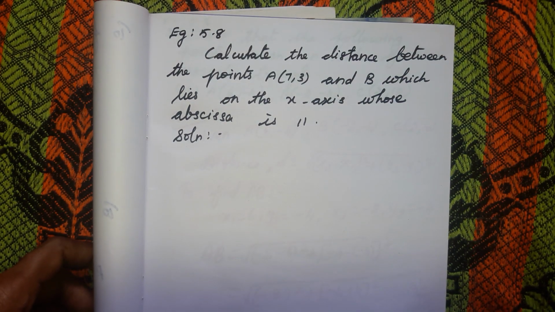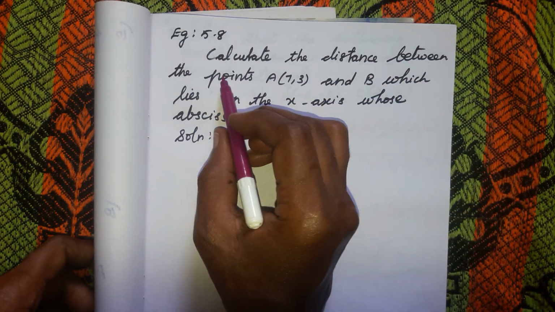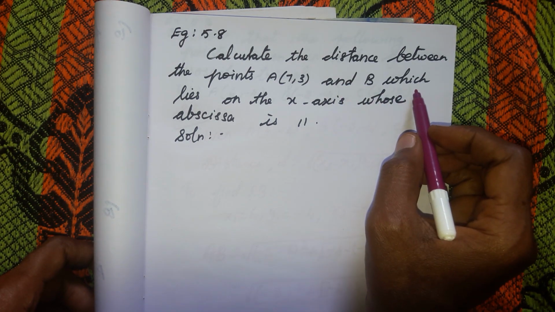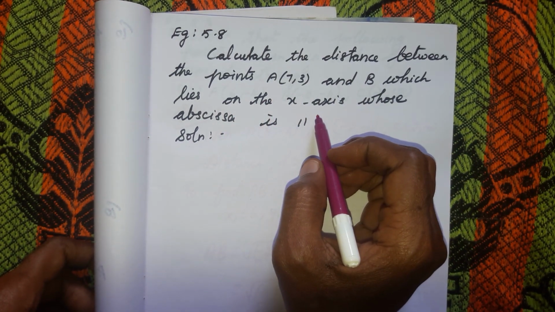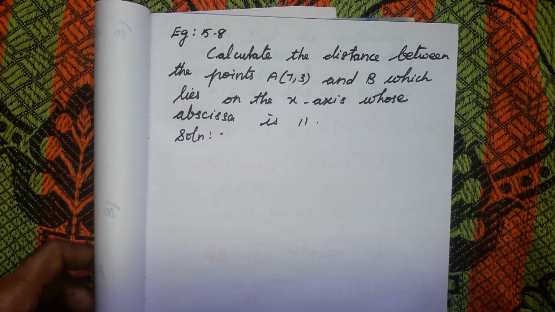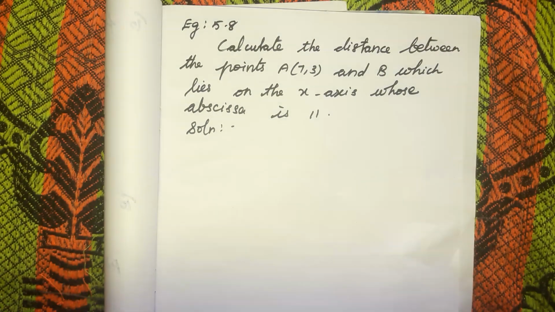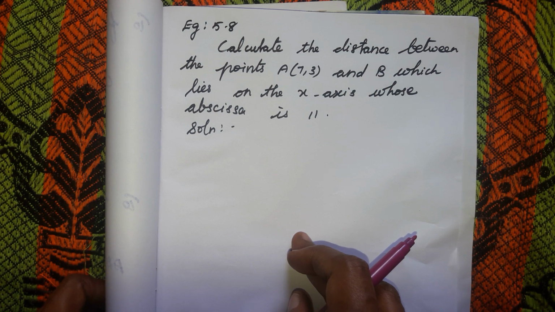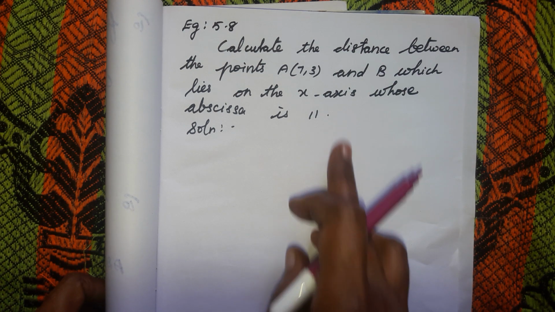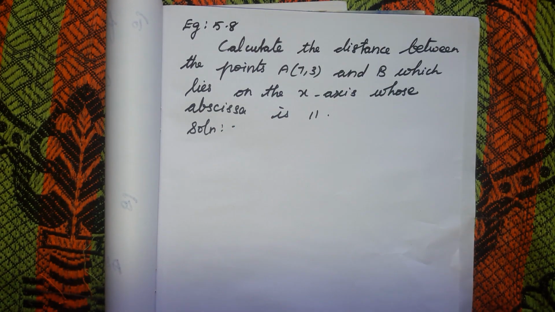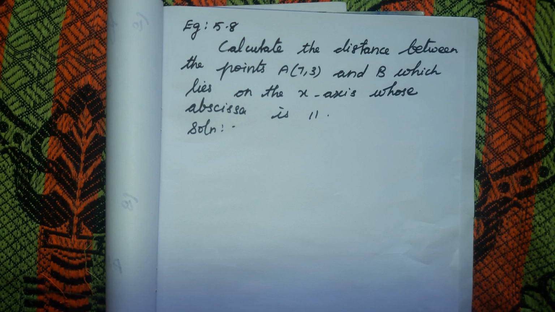Now I am going to explain example 5.8. Calculate the distance between the points A (7, 3) and B which lies on the x-axis whose abscissa is 11. What is given? A point is given.